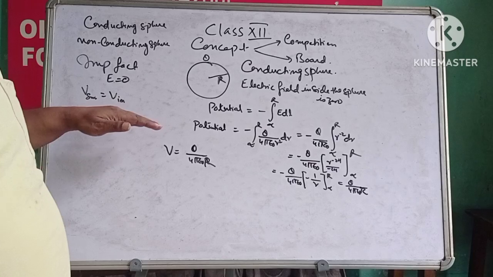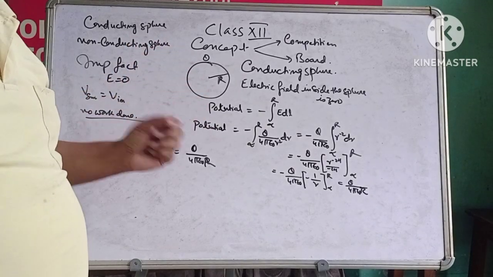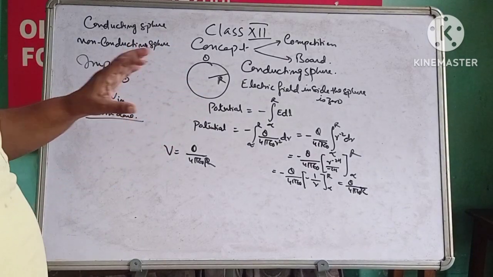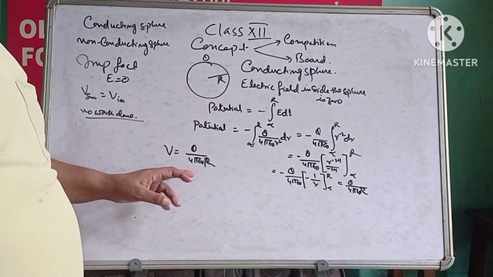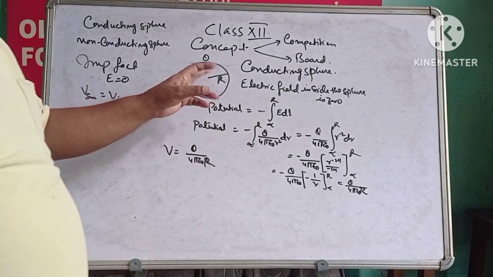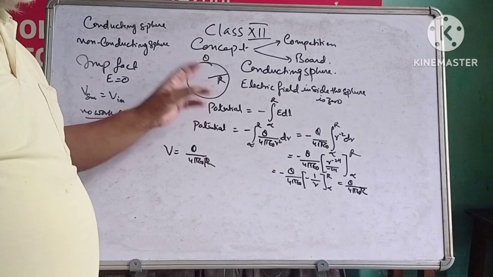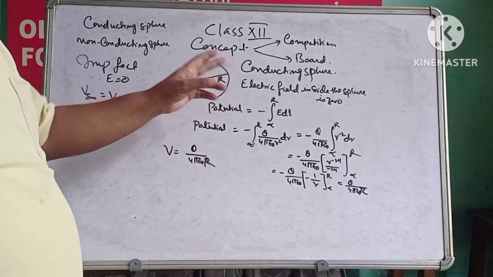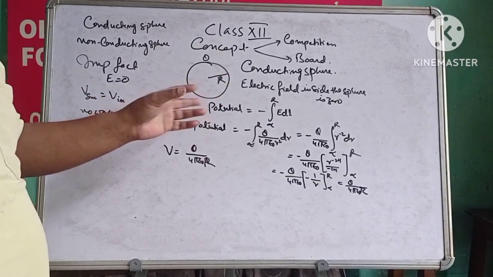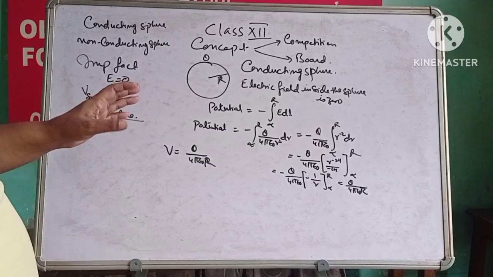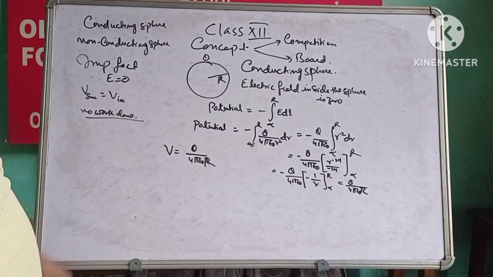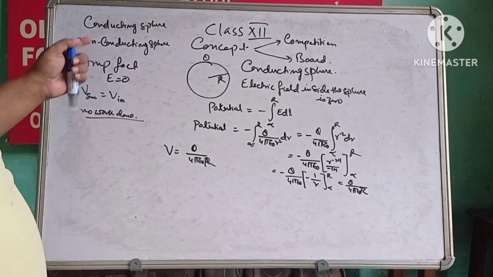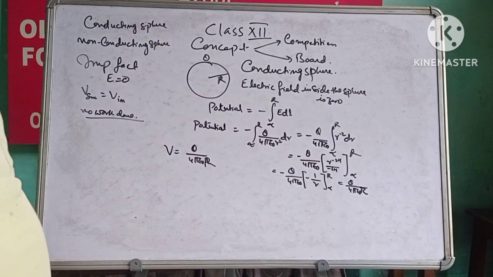So see the difference. Here inside, your electric field is zero, but there is a potential. Electric field is zero, but there is a potential inside the sphere, and the potential on the surface is equal to the potential inside the sphere. So see the important fact that you must remember. This is the important fact. So this is for a conducting sphere.